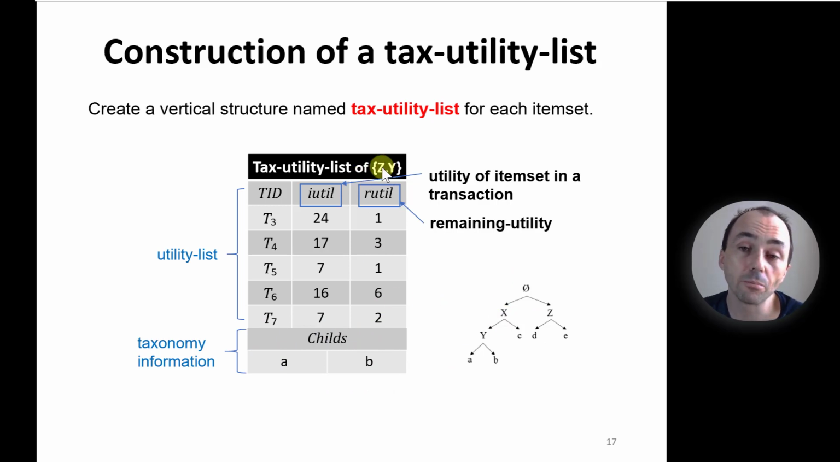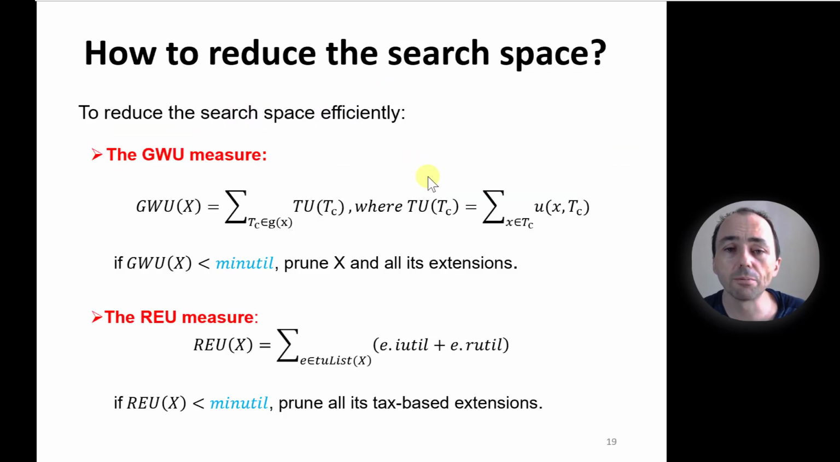So for an item set like Z and Y, we will keep some information about the children of Y, sorry. They are A and B in the tree. So that will be the main difference compared to HUI-Miner. If you don't know what I mean, it's not a big problem. This is just some details. So I will skip some details about this. If you want to know how the algorithm works, you can check the paper for more details.